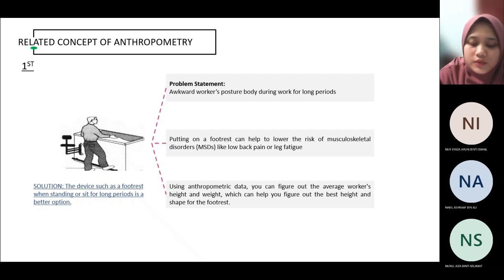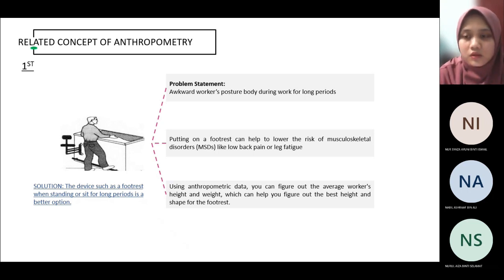I will present several concepts of anthropometry as the solution for advanced ERA. The first concept is related to awkward worker posture, with the body held during work for long periods. The solution for this problem is providing a footrest when standing or sitting for long periods. A footrest can help lower the risk of musculoskeletal disorders like low back pain or leg fatigue. Using anthropometric data, you can figure out the average worker height and weight, which helps determine the best height and shape for the footrest.